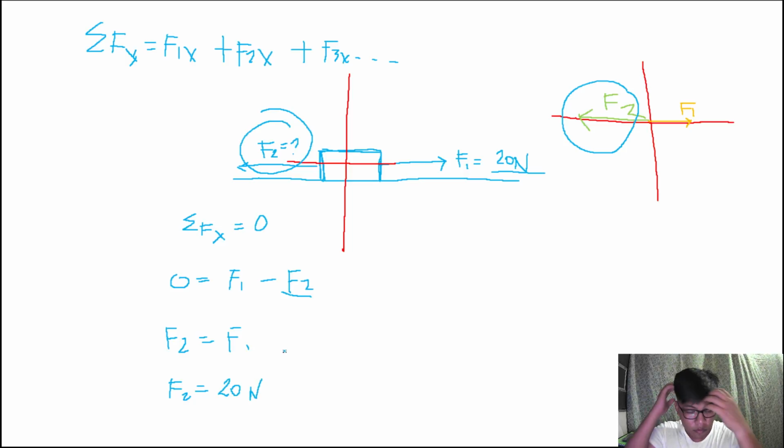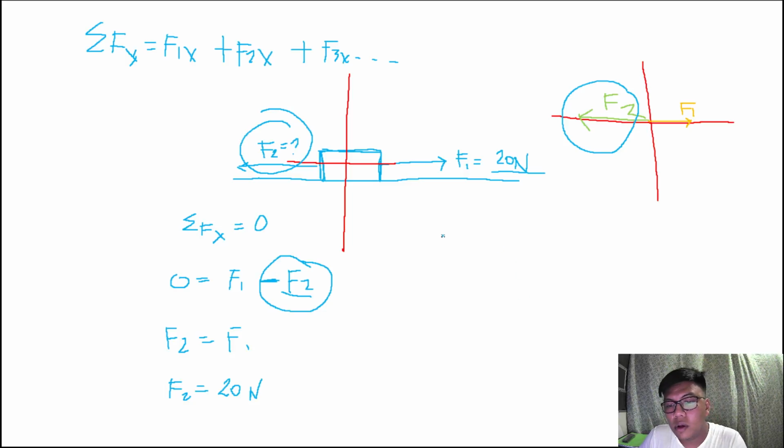Ibig sabihin, para hindi gumalaw yung object mo na initially in-applyan ng 20 Newton, kailangan mag-exert ka rin ng 20 Newton in the opposite direction. Okay? Eh sir, bakit hindi po nakita na naka-opposite ng direction? Kasi, ang ginawa natin, pinalitan na natin agad dito yung sign.